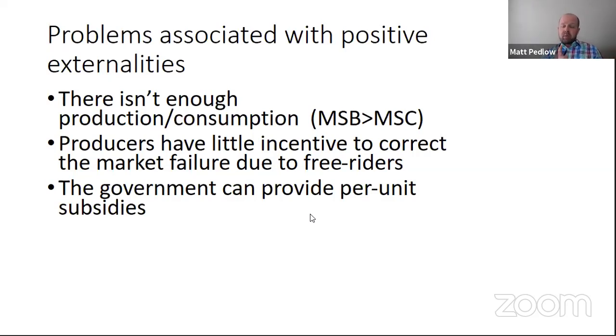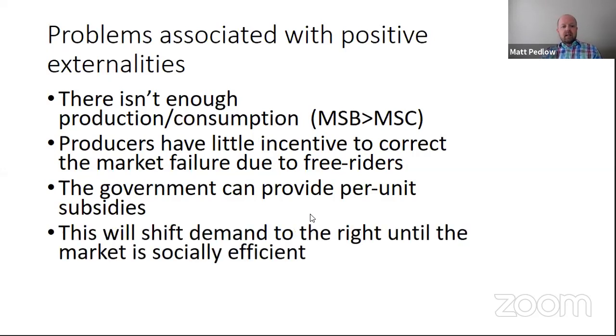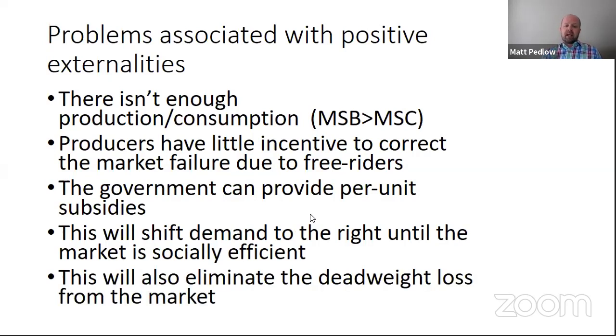But if they said to you, we're going to pay you every time you get A's, now you know there's an additional benefit every single time you get that A. And so that's what a per unit subsidy is. And then it'll shift demand to the right, which we're going to see here in just a second. And last but not least, it's going to eliminate what we learned about yesterday. If you remember deadweight loss, the loss of total surplus in the marketplace, when you correct for externalities, you are going to remove that deadweight loss from the marketplace.